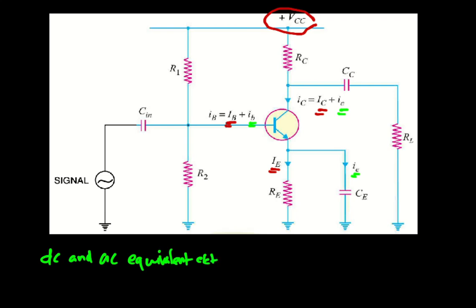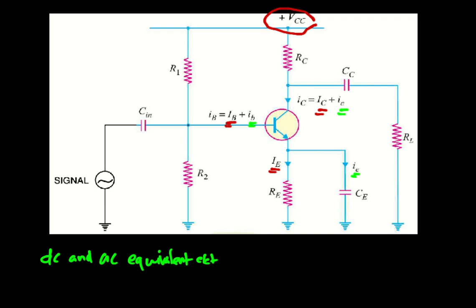Then in the next lecture we will consider the AC equivalent circuit of a common emitter transistor amplifier, so that we can calculate the total current flowing through any branch, the sum of the AC and DC currents through any branch. So to discuss the DC equivalent circuit, first of all we will consider the DC conditions.